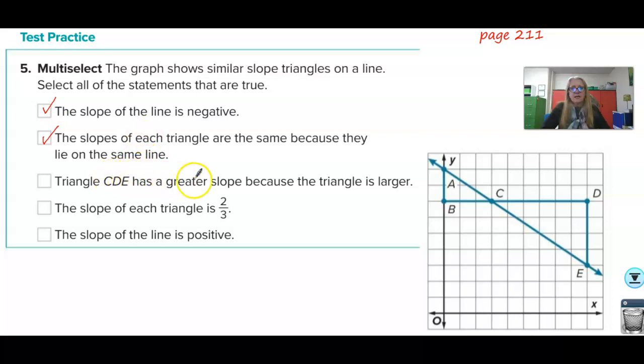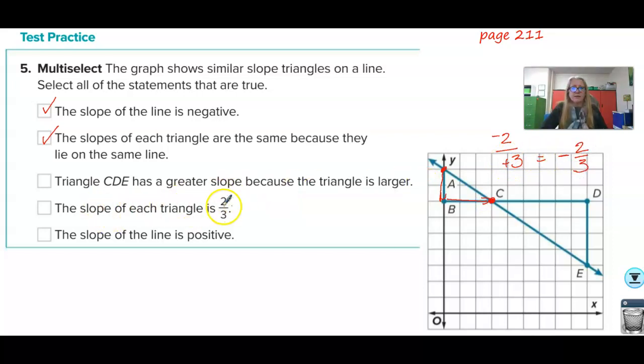Triangle CDE has a greater slope because the triangle is larger? No, it has the same slope. Okay, it's just a bigger triangle. The slope of each triangle is 2/3. Well, let's see. We'll find the slope from this point to this point. All right. Starting from the left point, we go down 2. So the top number would be down 2, and the bottom number would be right 3. This has a slope of -2/3.